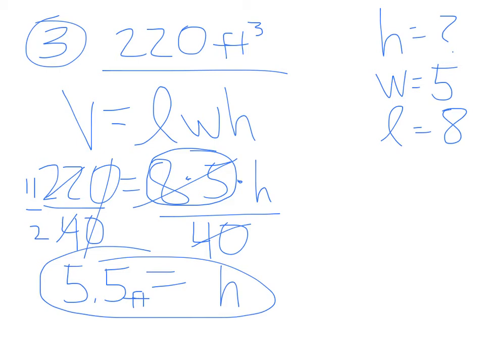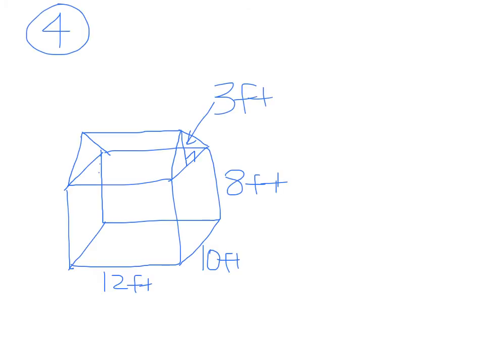All right, let's go on to example number 4. On this one, kind of a crazy looking model, but we're going to find the volume of this. And I hope you notice there are two shapes here. There's a rectangular prism and there's a triangular prism. So we can kind of do this in two parts.